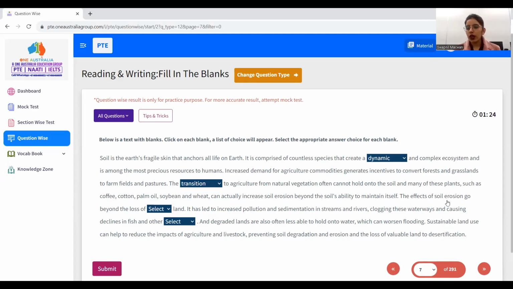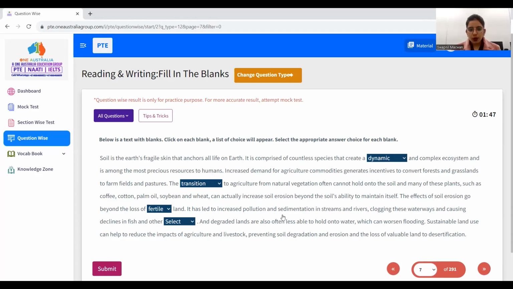Now the effect of soil erosion goes beyond the loss of dash land. Soil erosion happens on land, and now they are talking about loss of dash land. Land can't be hostile, ductile, or textile. Land can be only fertile land.